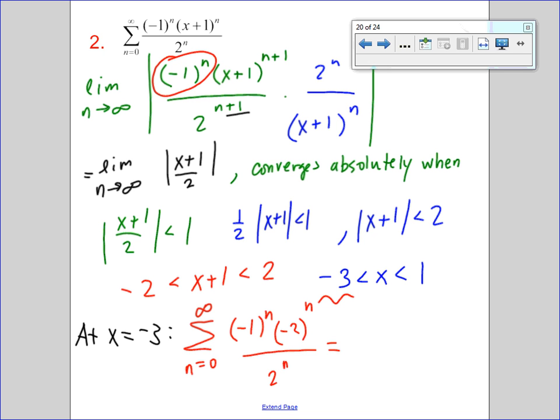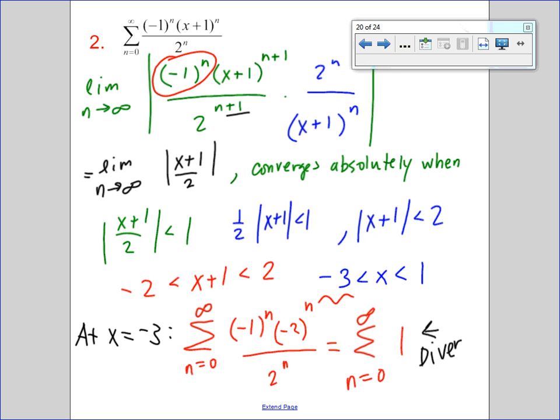which equals, oh gosh, so -1 to the n times -2 to the n, isn't that just 2 to the n? And isn't 2 to the n over 2 to the n 1? So we're talking about the sum of the series whose n term is always 1. So this would be 1 plus 1 plus 1 plus 1 plus 1. Does this converge or diverge? Diverges by nth term test, right? The nth term equals 1, which does not equal 0. So there's no hope of convergence. So diverges by nth term test.